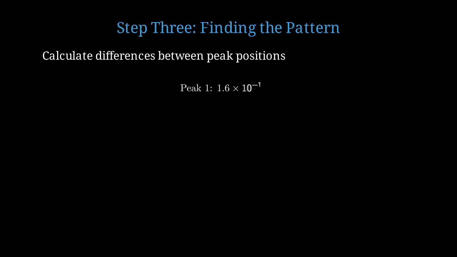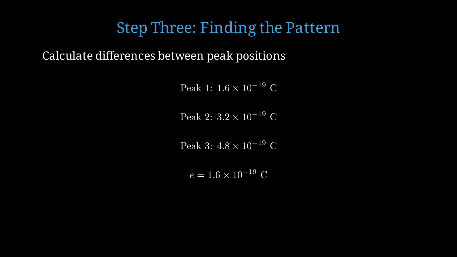Peak 1 is at 1.6 times 10 to the negative 19 coulombs. Peak 2 is at 3.2 times 10 to the negative 19 coulombs. That's exactly twice peak 1. Peak 3 is at 4.8 times 10 to the negative 19 coulombs. That's exactly 3 times peak 1. This strongly suggests that the elementary charge, which we call E, is 1.6 times 10 to the negative 19 coulombs. Every measurement is a multiple of this value.